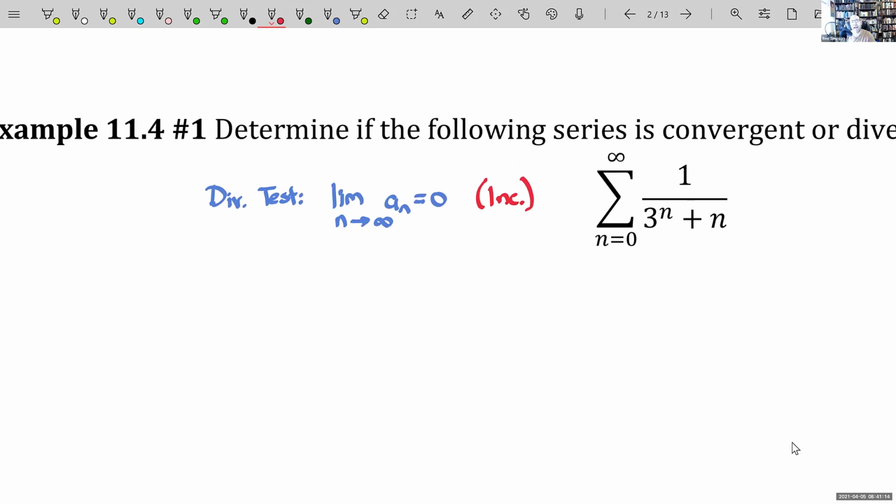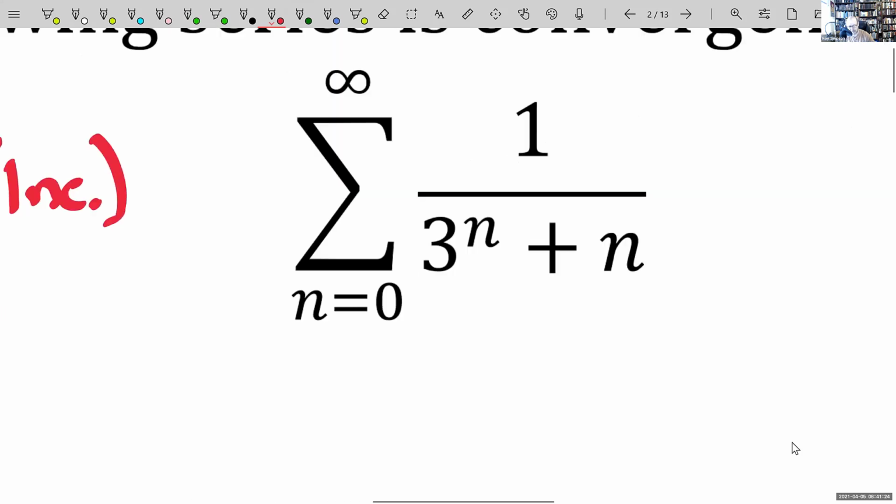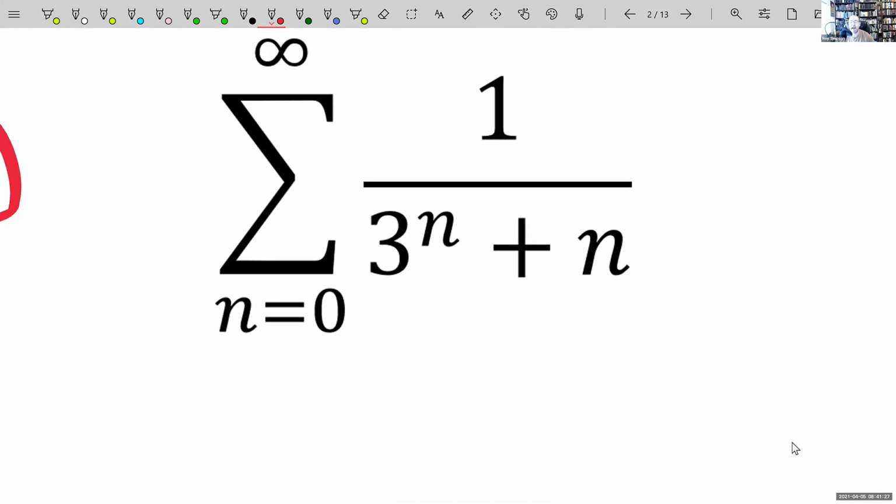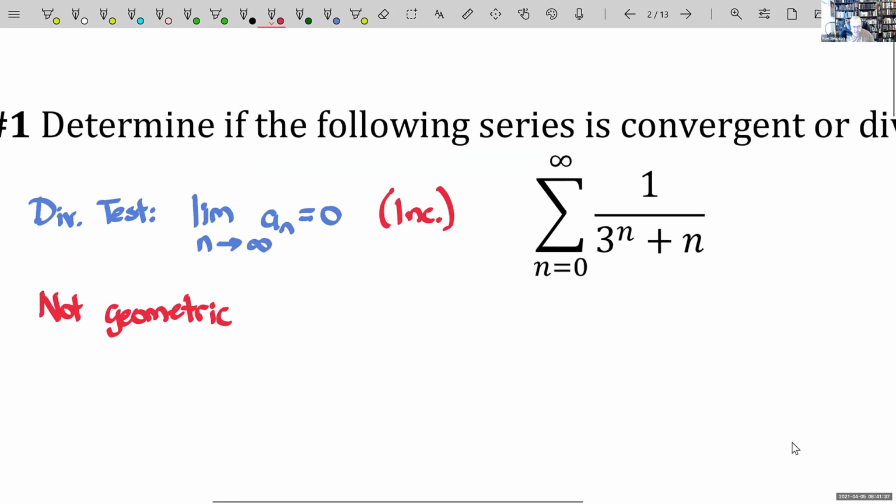Okay. And let's see, it's not geometric. I'm just going to write that in here. It's not geometric, even though there is actually a term in the denominator that is raised to a power n. To be geometric, the entire sequence term has to be raised to the nth power. And that's not what we have here. So it's definitely not geometric.